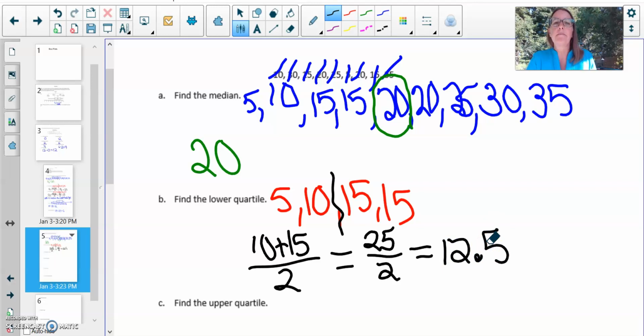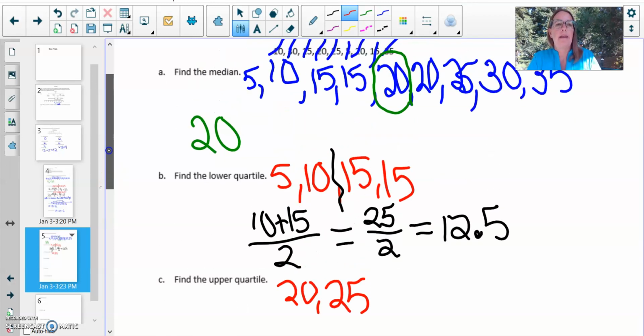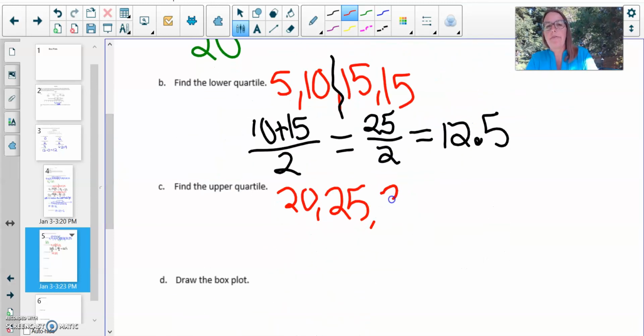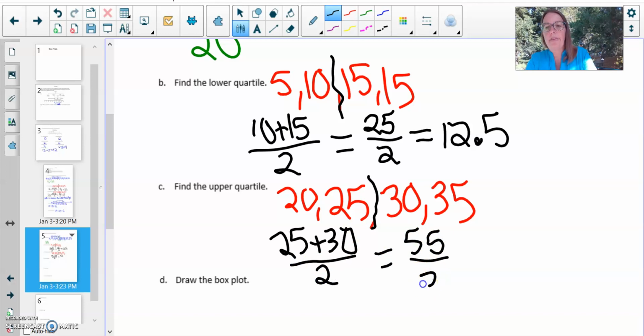Upper quartile, find the median of the upper half of the data. So I'm going to rewrite my data for the upper half. I have 20, 25, and then 30 and 35. And I'm finding its median between 25 and 30. So I would add 25 and 30 together and divide by 2. I'm getting 55 divided by 2, which is 27.5.